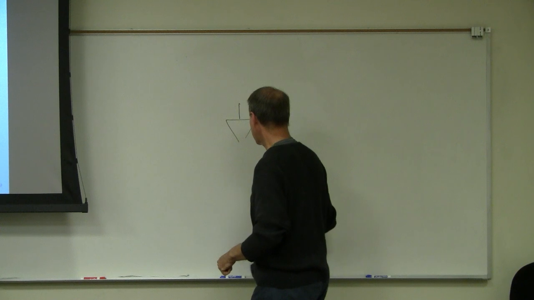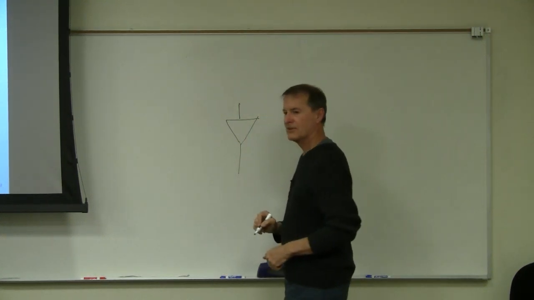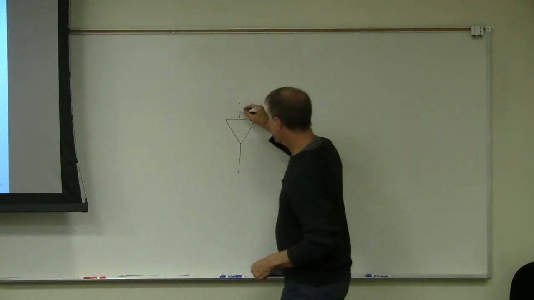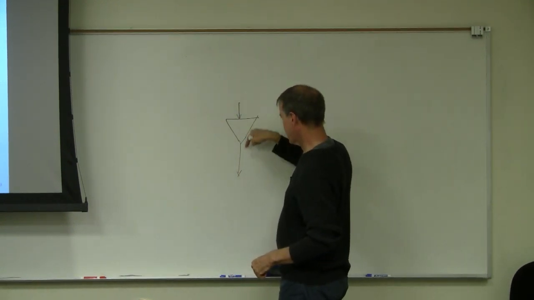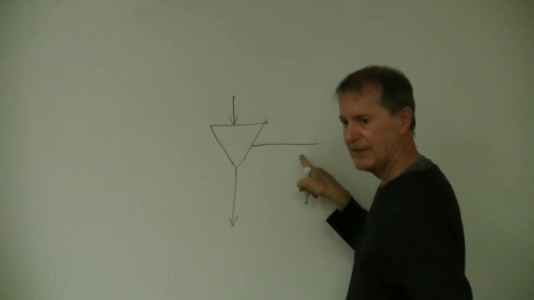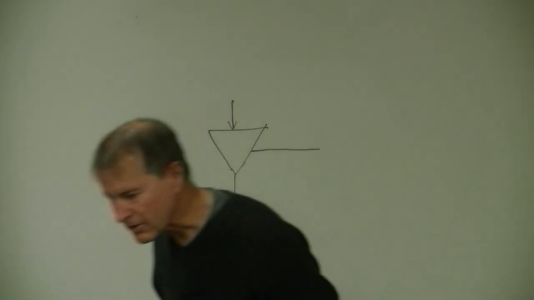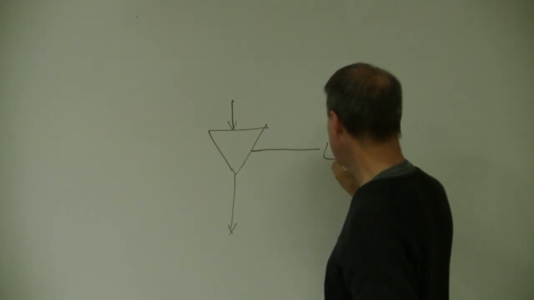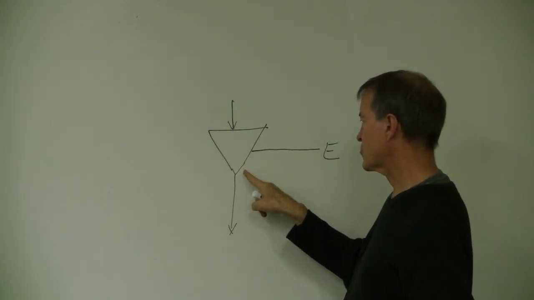Without the inverter, a tri-state device looks like this. This is in, and this is out. So it's like this in going to this out. But then also there is the control, which we're going to call E. So this is E. Now, this is a tri-state device.